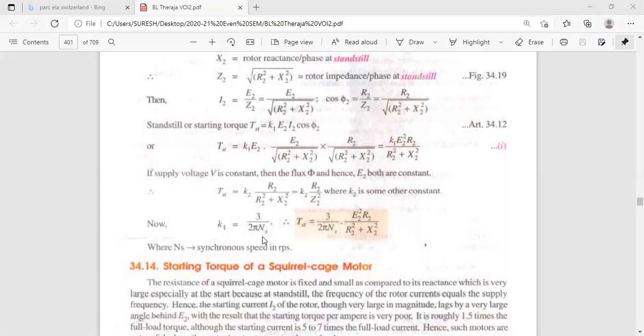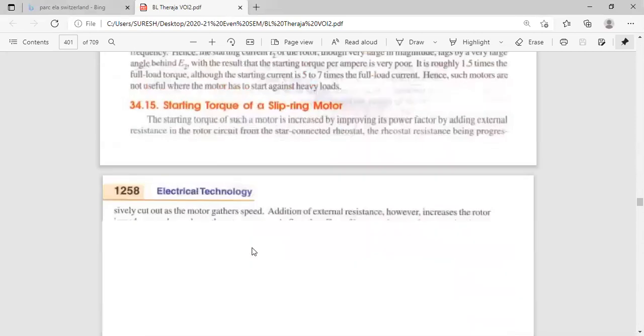K1 value is 1 by 2 pi ns by 3. The 3 will come to the numerator. Therefore, K1 is 3 by 2 pi ns. Remaining as it is, T equals 3 by 2 pi ns E2 square R2 by R2 square plus X2 square. This is when S is equal to 1, the starting torque. During starting, your rotor is in 0 position. Now, when the rotor is running, you have to consider S.